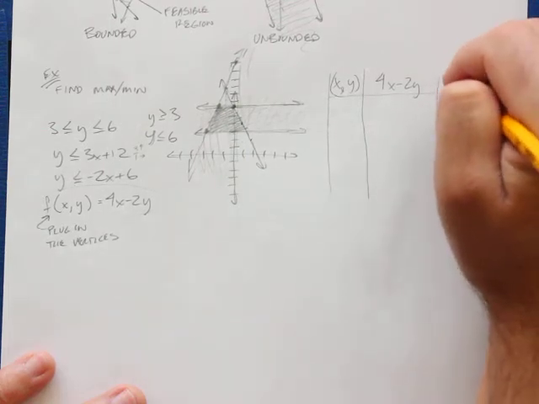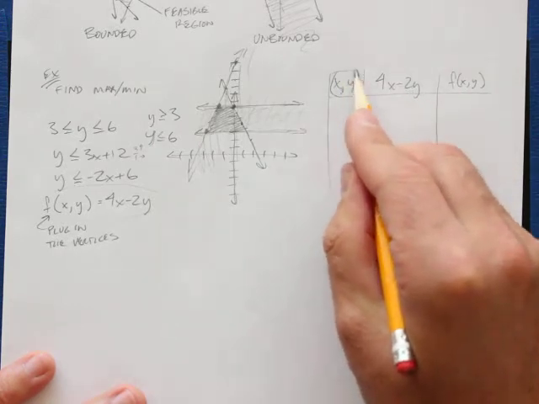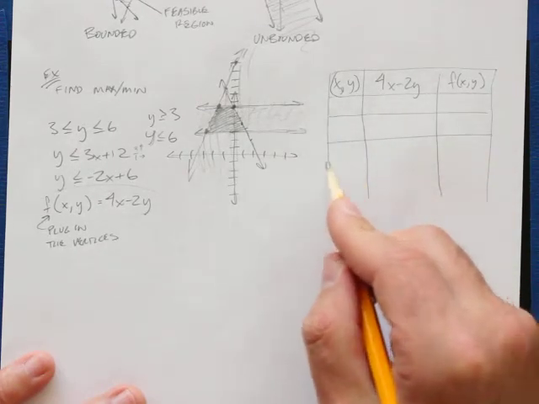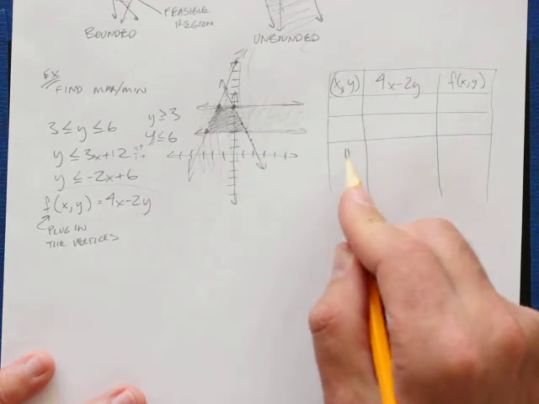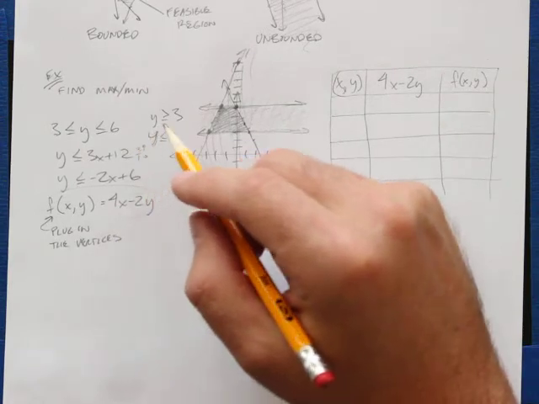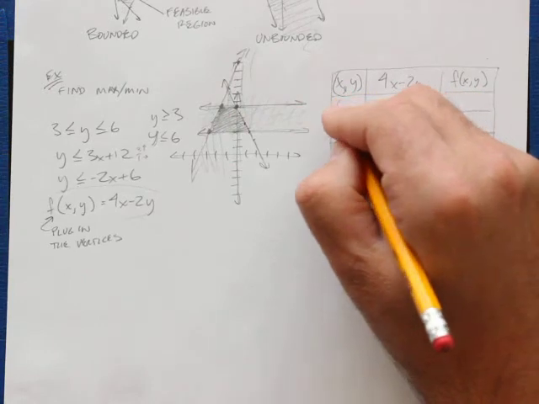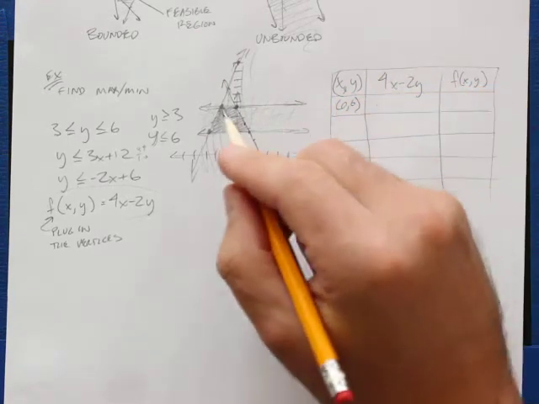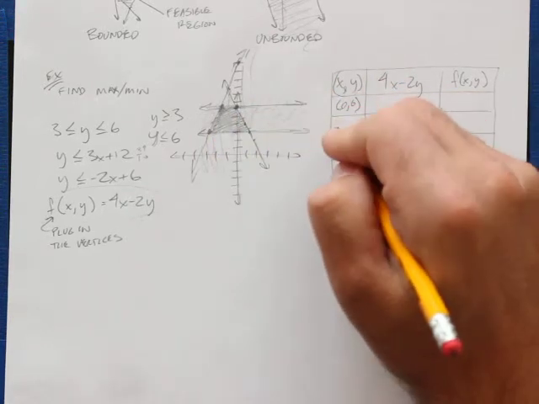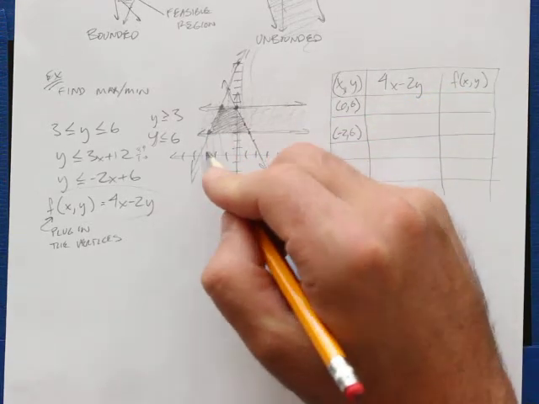And then we're going to have f of x, y. This is what I get when I plug in x and y into this equation. So I've got 1, 2, 3, 4 vertices. Okay, so one of my vertices is 0, 6. That one right there, 0, 6. This one over here is negative 2, 6. This one right here is negative 3, 3.